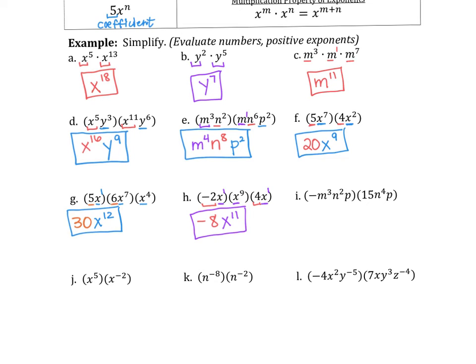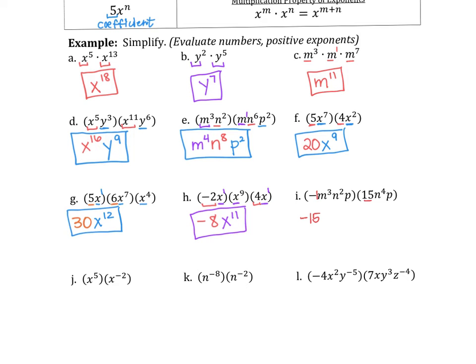Okay, negative m to the 3rd, n to the 2nd, p, times 15, n to the 4th, p. And I'm using the same concepts every time. I'm just kind of making them more complicated. Okay, now there's a coefficient of 15, and then there's this negative here. I could make it a negative 1, or I could leave it a negative, but either way I have to do negative 1 times 15, or negative times 15, so I'm going to get negative 15.